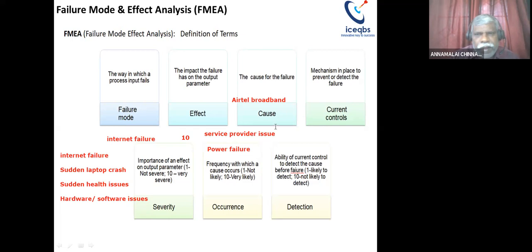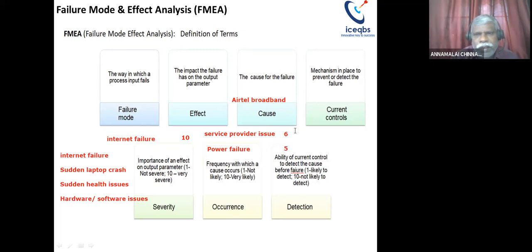Once I have identified the causes, I'll have to find out how frequently these causes are happening and give an occurrence rating accordingly. If these causes are happening very frequently, then I give a rating of 10. And if these causes are happening very rarely, I give a rating of 1. As far as the service provider issue is concerned, in my area this happens maybe once in 3 weeks or so. It is neither too frequent nor too rare. So I give a rating of around 6. Same way, the power failure happens maybe once in 4 weeks in my area. So again, it is neither too frequent nor too rare. So I give a rating of 5. So I have given the occurrence rating for both of the causes.